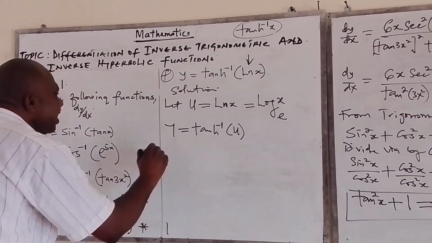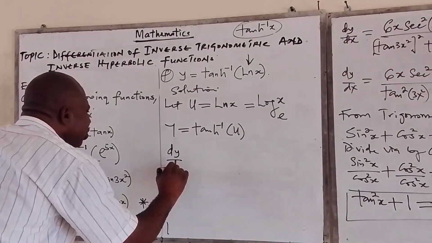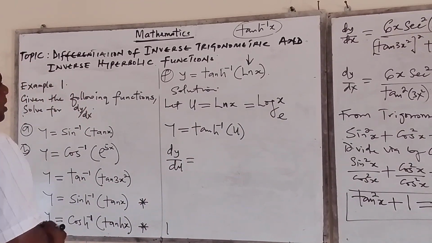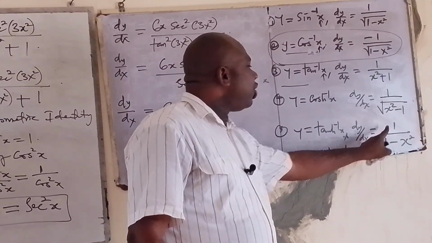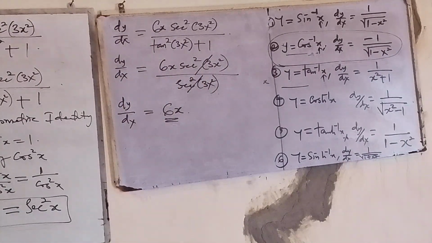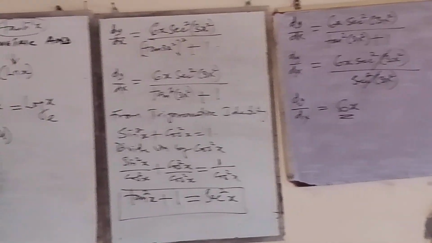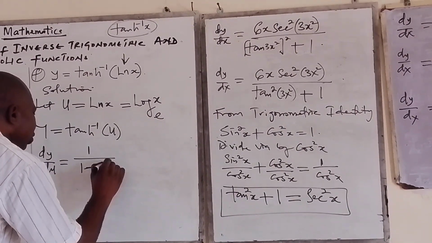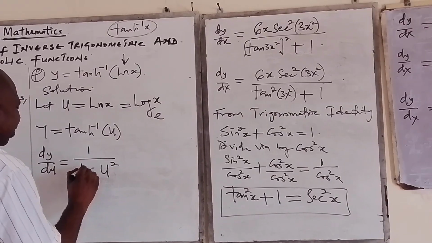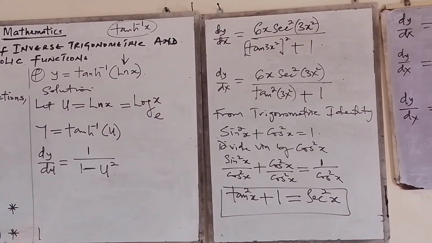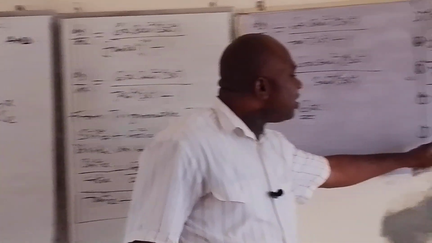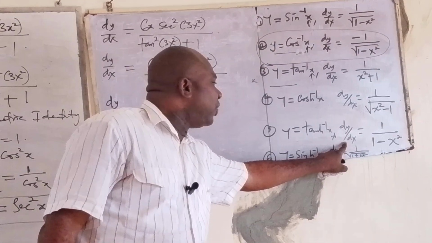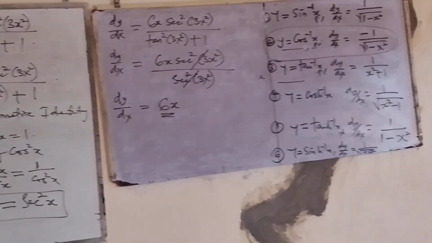So here, let's look at dy/du. Now let's look at tanh inverse of u, what we actually got there. We said if y is equal to tanh inverse of x, dy/dx is 1 all over 1 minus x squared. So it means dy/du will be 1 all over 1 minus u squared. That is dy/du. Why? Because if y is equal to tanh inverse of x, dy/dx is 1 all over 1 minus x squared.